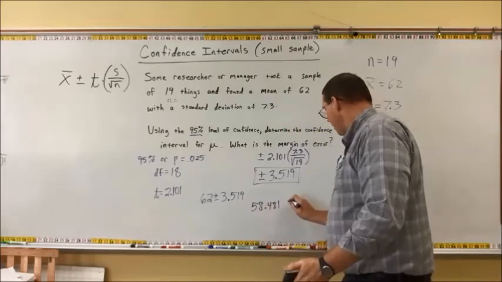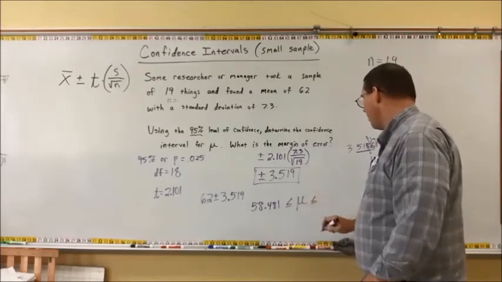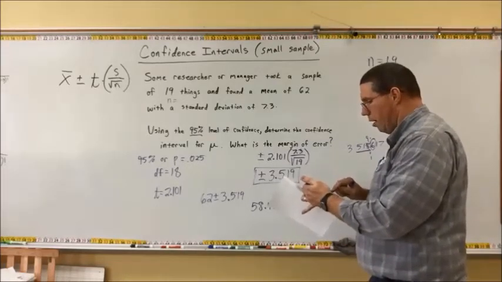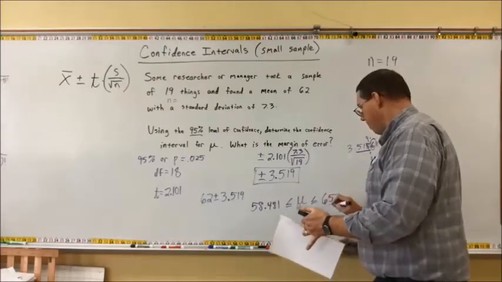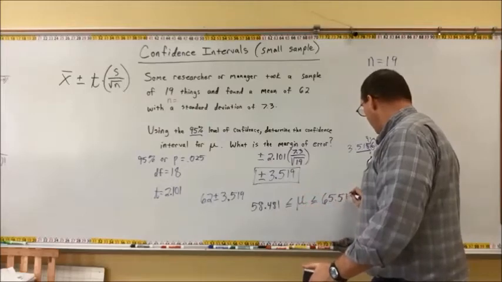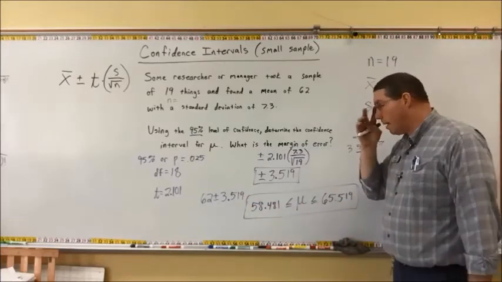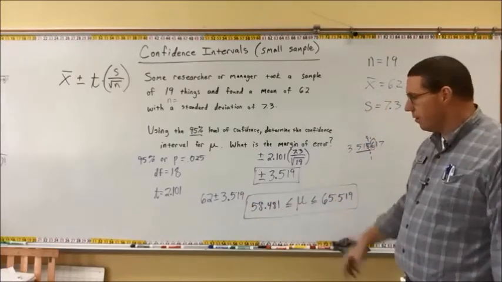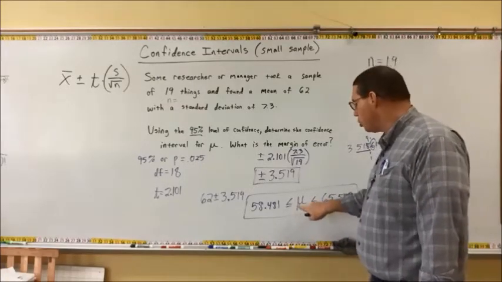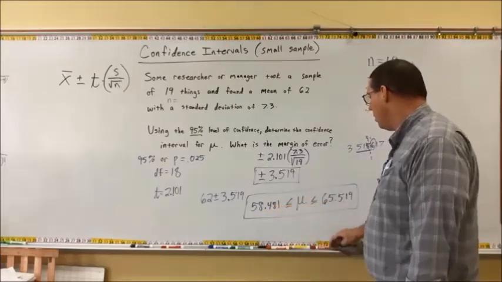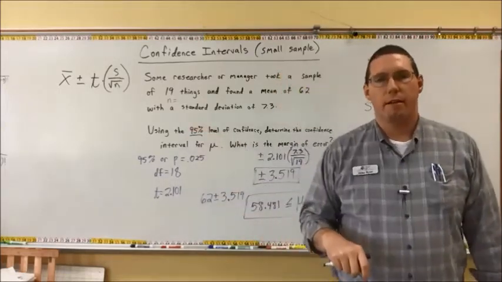58.481 is less than or equal to mu, the population mean, is less than or equal to, now we're going to do 62 plus 3.519, and I get 65.519. And so here is our confidence interval, and we're saying that based on this sample with this mean and this standard deviation, we are thinking that the population mean is between 58.481 and 65.519 at the 95% level of confidence.